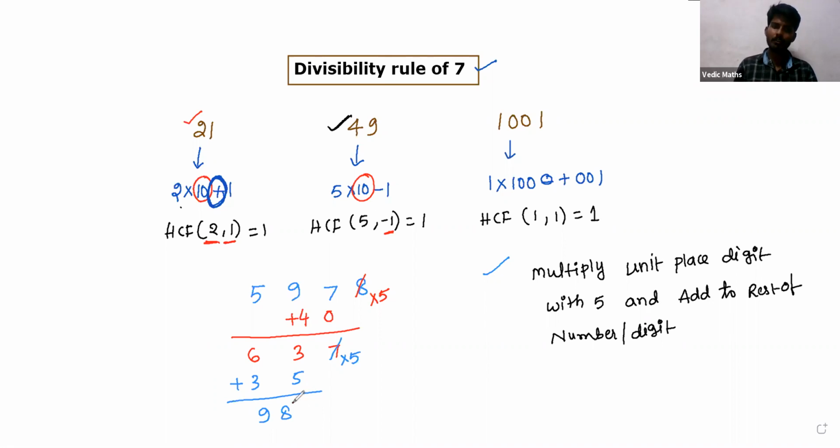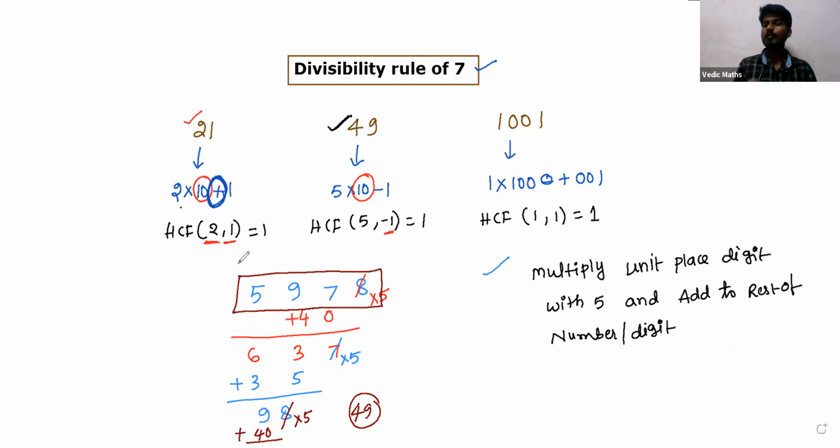Still you don't know whether it is divisible by 7 or not. Then again take the unit place digit and multiply it with 5. Then 40 will get added to the rest of the number. Then you are getting 49. So now 49 is divisible by 7. So then we can say that 5978 is also divisible by 7 here. Okay, this is the second rule.